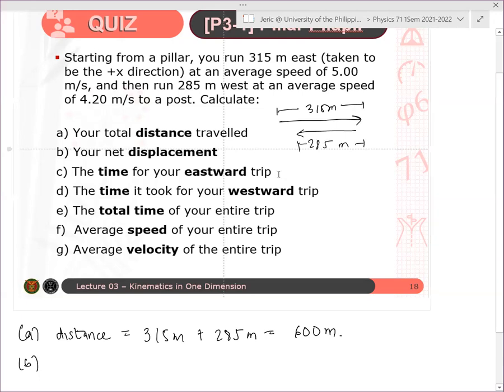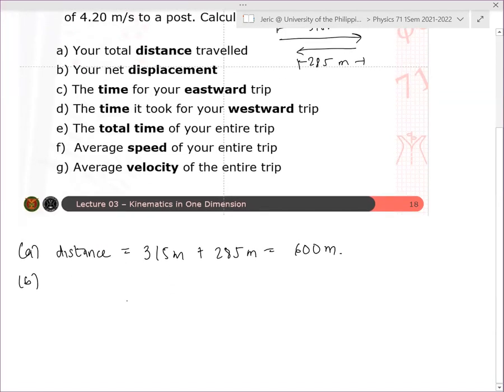So in that case, the total displacement is just what? The total displacement is 30 meters east. Okay? Or kung gumagamit ka ng unit vector notation, 30 meters i-hat is also acceptable. Okay? Now letter C.